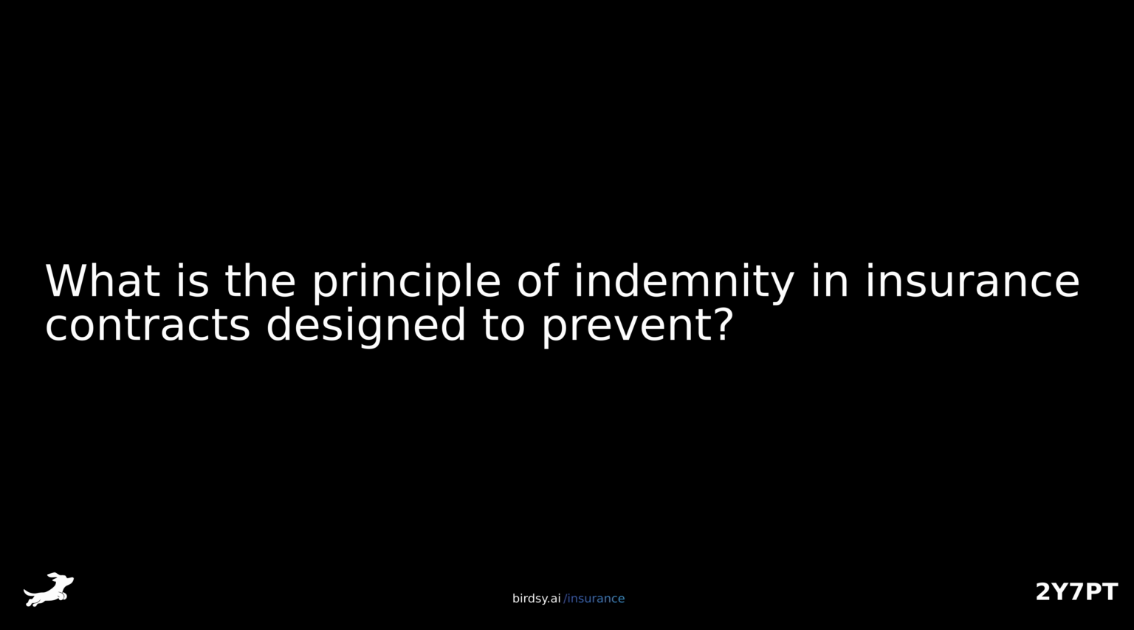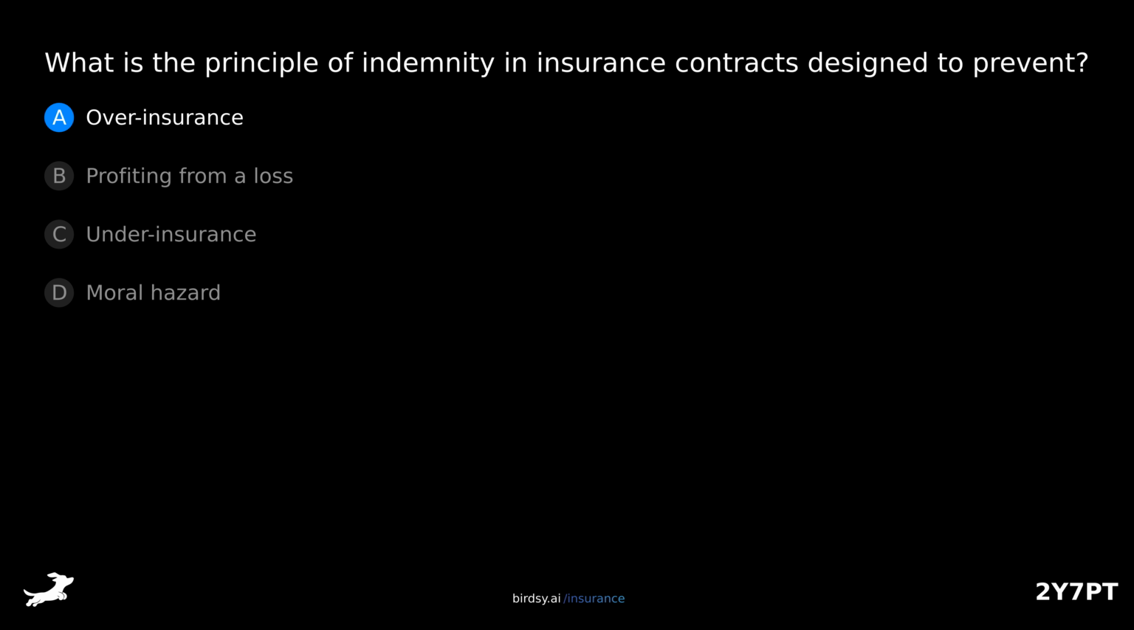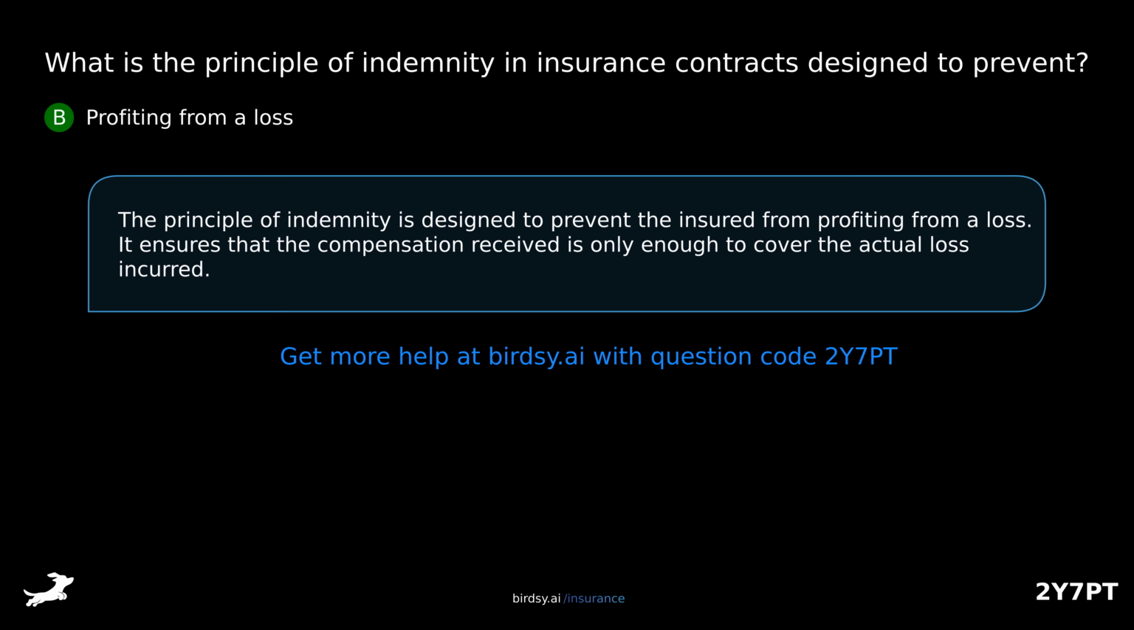What is the principle of indemnity in insurance contracts designed to prevent? Is it A, overinsurance, B, profiting from a loss, C, underinsurance, or D, moral hazard? The answer is B, profiting from a loss. The principle of indemnity is designed to prevent the insured from profiting from a loss. It ensures that the compensation received is only enough to cover the actual loss incurred.